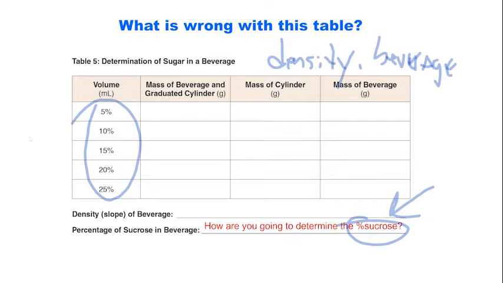Just think about the information you're going to have at hand. Wouldn't you just use the mass of the beverage over whatever the volume is? That just gives you the density. That doesn't give you the percent sucrose. Using this data will give us the density of the beverage. We won't have the percent sucrose though. How are we going to convert this to this?